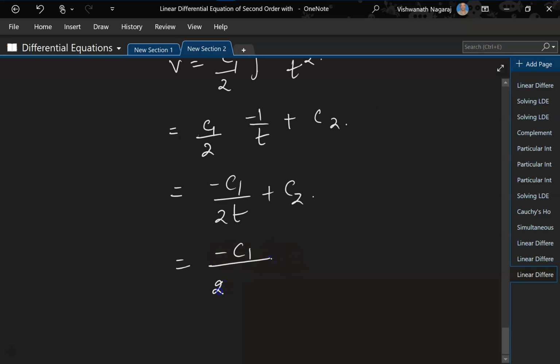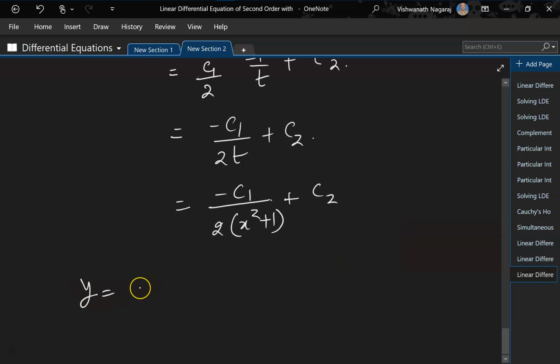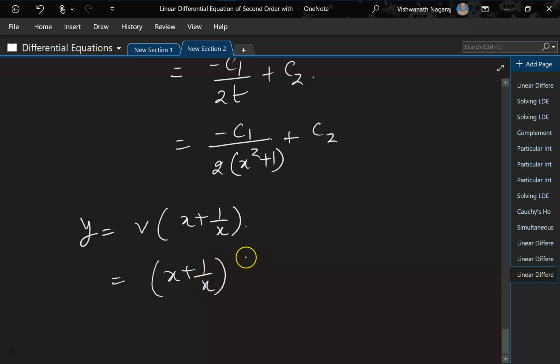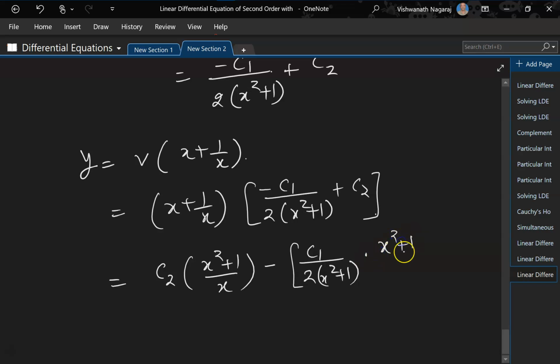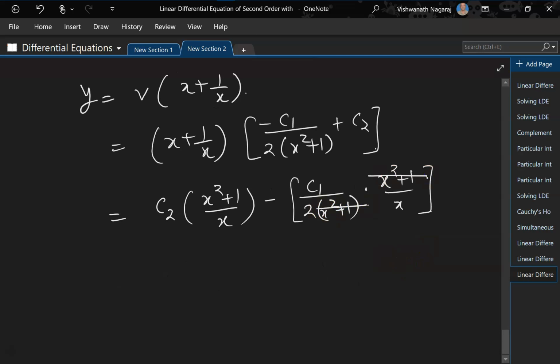Now minus c1 by 2 times t, where t is x square plus 1, plus c2. So our solution is y is equal to v times x square plus 1 by x, which means x square plus 1 by x times v. And v is minus c1 by 2 times x square plus 1 plus c2. Let's take this as square brackets. Now let's take c2 first. c2 times x square plus 1 by x. I've added these two. Minus c1 by 2 times x square plus 1, again as square bracket, times x square plus 1 by x. So x square plus 1 and x square plus 1 get cancelled, and we are left with c2 times x square plus 1 by x minus c1 by 2x.